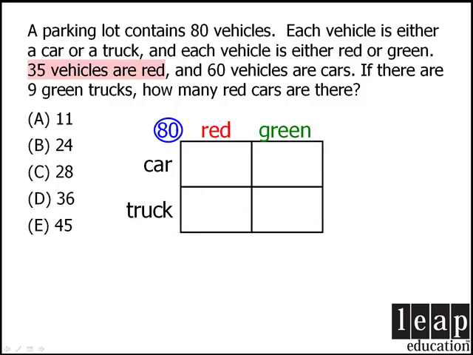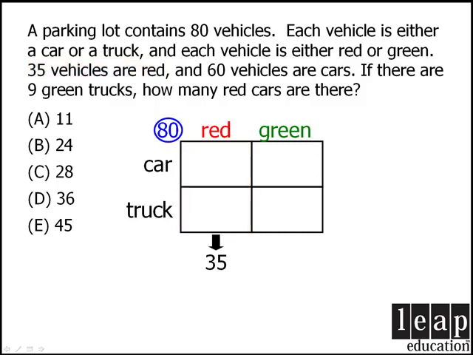Now the question tells us that we have 35 red vehicles. Now some of those red vehicles are cars, and some of those red vehicles are trucks. At the moment, we don't have enough information to place any of the 35 red vehicles in either of these two boxes. However, since 35 of the vehicles are red, we know that the sum of these two boxes must be 35. So we'll add that here.